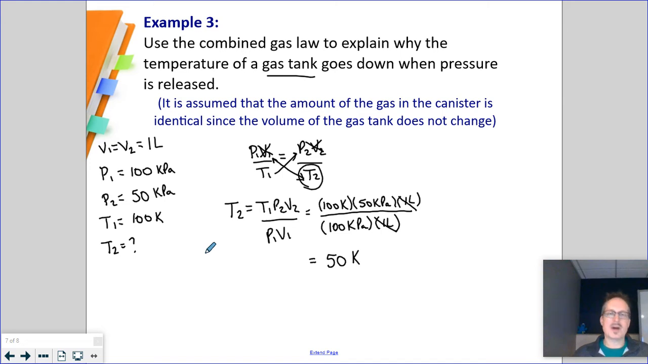And that's what I want us to realize. When the volume is constant in combined gas law, we're going to notice that there's a direct proportionality, or they are directly proportional between pressure and temperature. That's what this question is trying to show you.